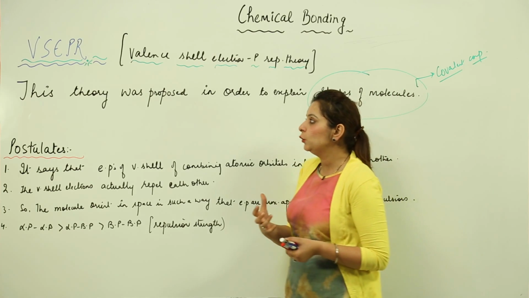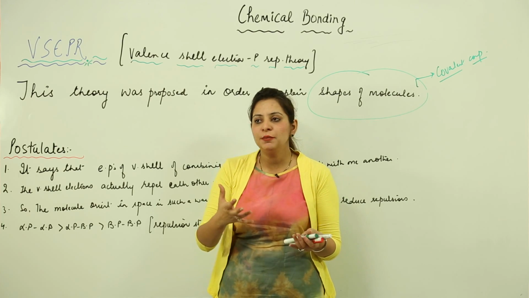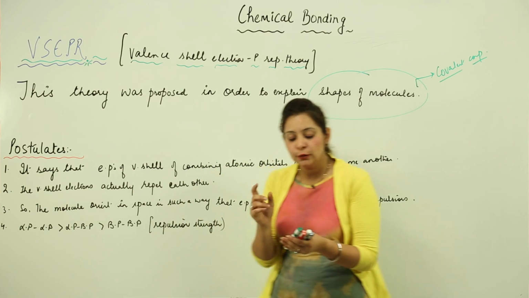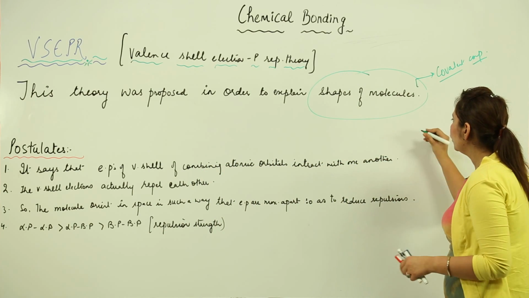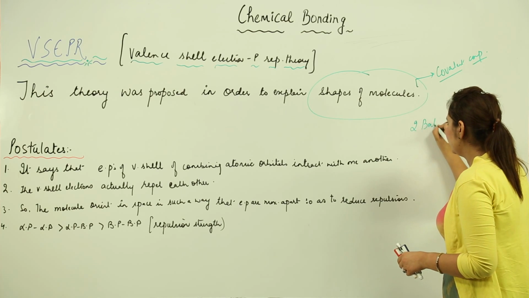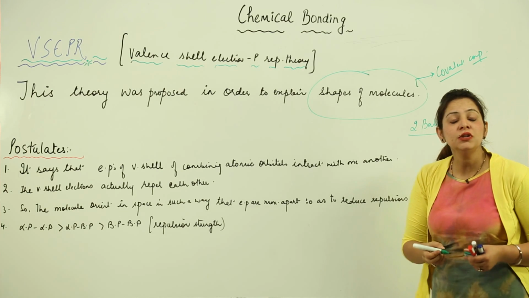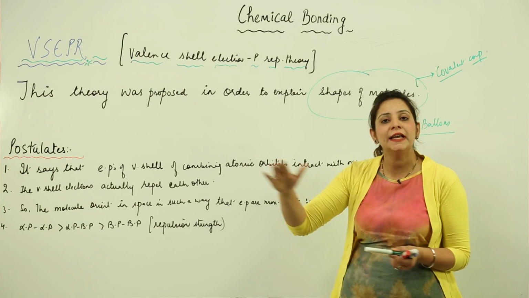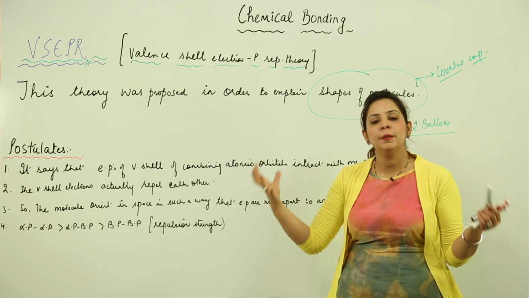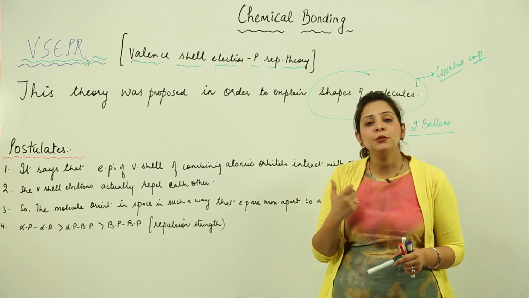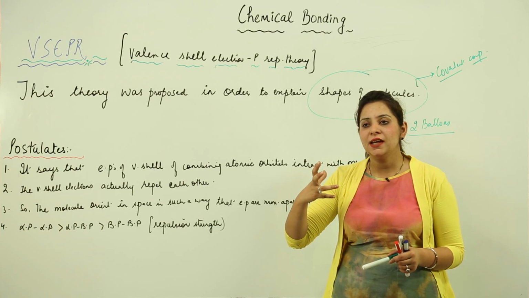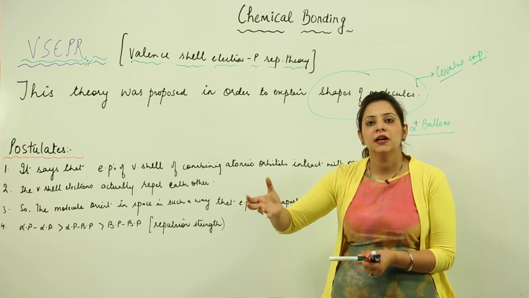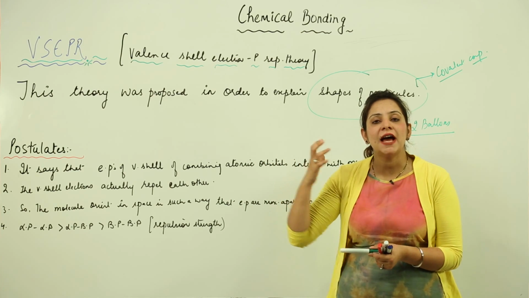Before explaining, I just want to tell you that I'll be taking an example, then I'll correlate that example with the postulates of this theory. So just look at the board first. Suppose I have got two balloons. Why am I taking balloons? Because I am correlating the balloons with the electron cloud. I told you that when atomic orbitals combine, they form a molecule. So I am looking at the similarity between the electron clouds of the atom, the valence electrons, and the balloons.